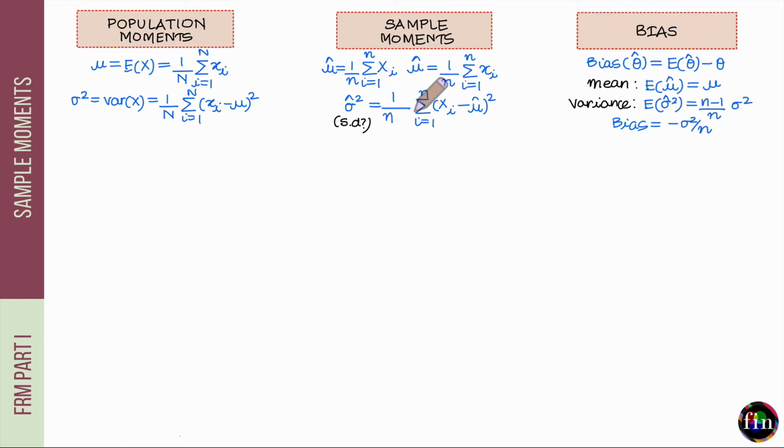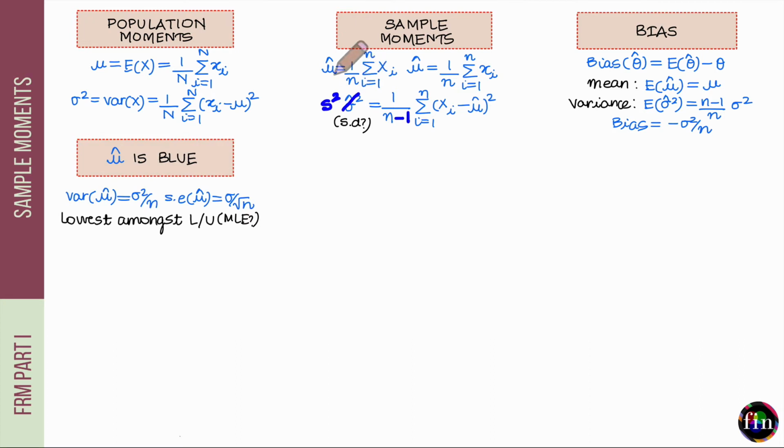To make our estimator for the population variance unbiased, what we can do is that instead of working with n in our denominator, we can work with n minus 1, and let's rename our estimator to be s squared. Okay, s squared, please note, is an unbiased estimator of sigma squared.